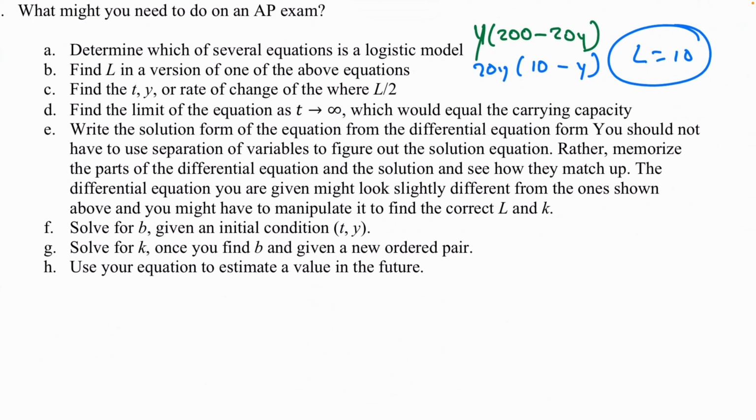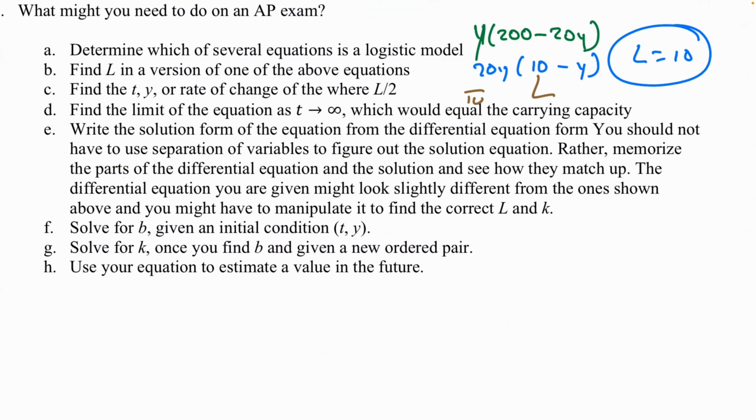Now, this is letter E's. Let's read through it. There's a lot to read here. You might need to find the solution form, so that's the C equation we had on the first page up above. You might have to find that solution form from the differential equation form. But you shouldn't have to ever use separation of variables to figure it out. So here's what we could see: you could see a differential equation that's kind of like this one up here, where it's not normal, and you have to manipulate it. And then once you manipulate it, you can say, okay, now I see my L and my K.